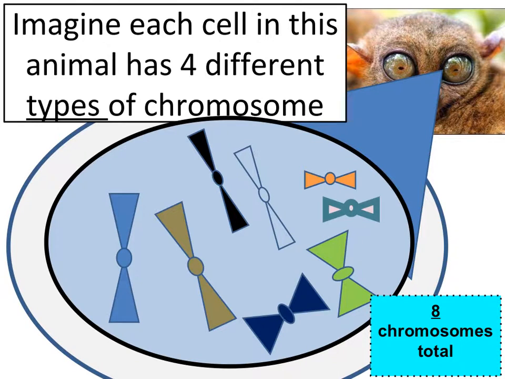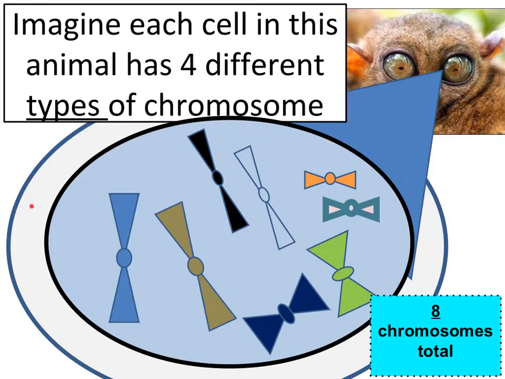Now, I'm not sure how accurate this is, but let's just imagine that each cell of this animal has 4 different types of chromosomes inside of it. So what you see here is a nucleus, right? There's a nuclear membrane, right? These are each chromosomes. So we have 8 total.